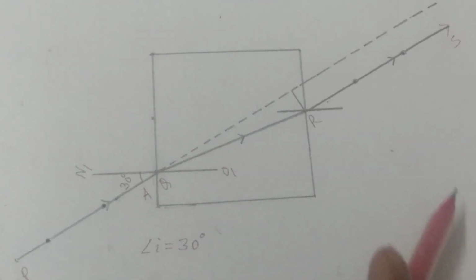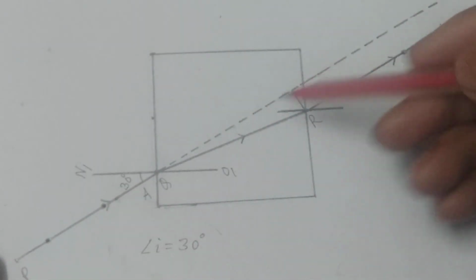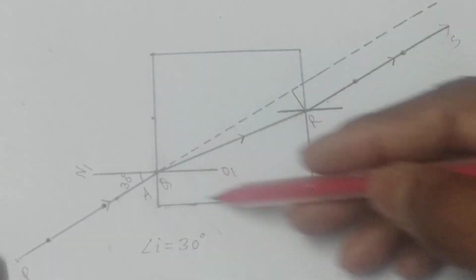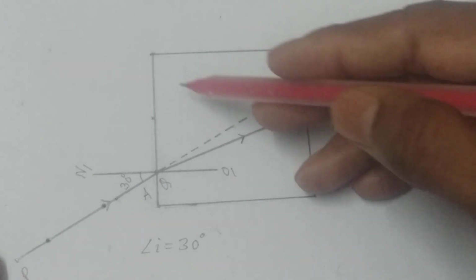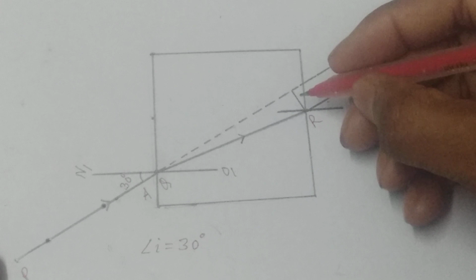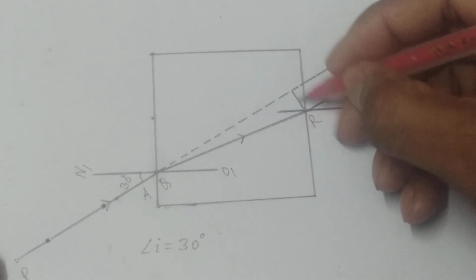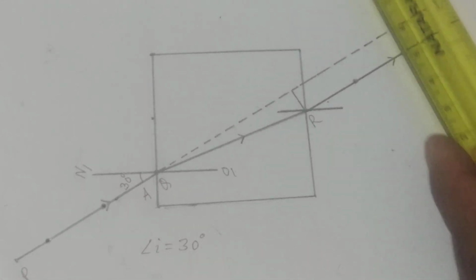Now let us find the lateral shift. What is the lateral shift? Lateral shift means how much the incident ray shifts from its original path. Suppose there were no glass there, it would travel in this direction, right? Since there is refraction, the ray travels in this direction, that means there is a lateral shift of this distance. Let us measure the distance.